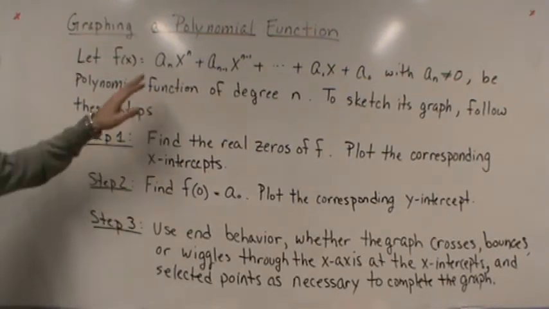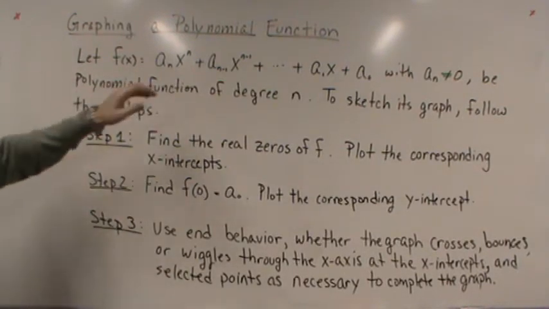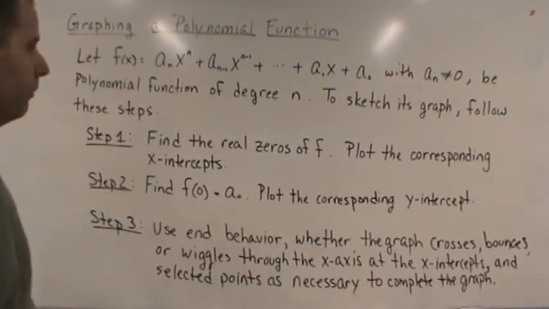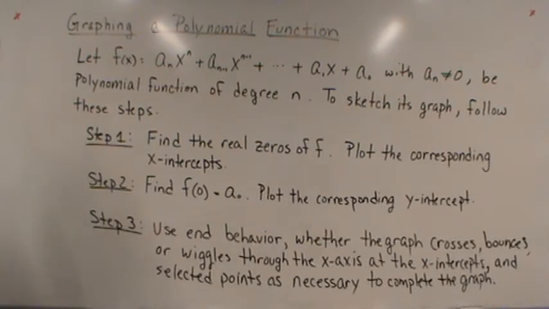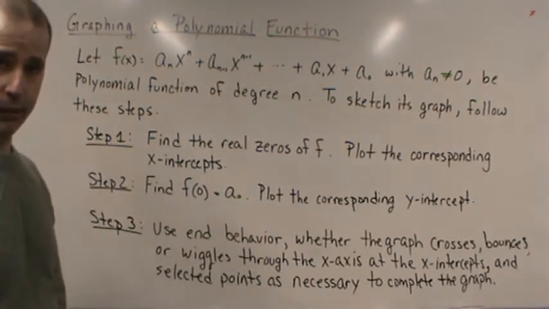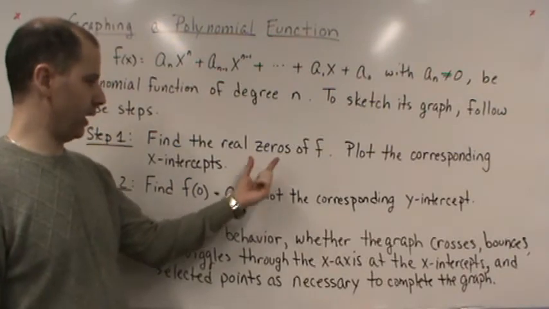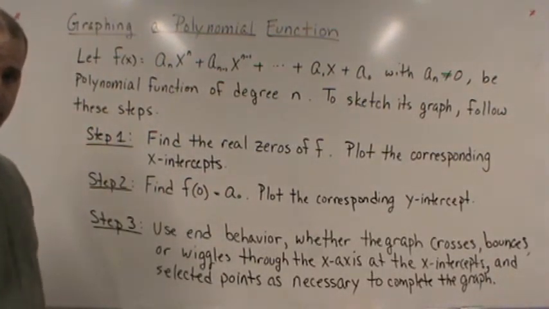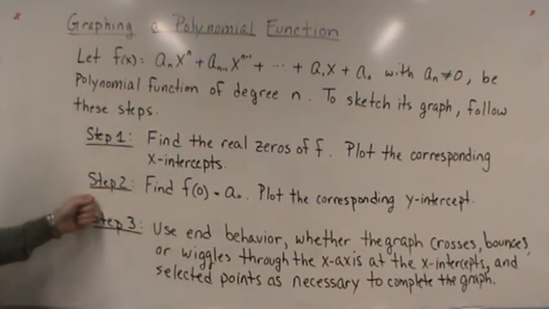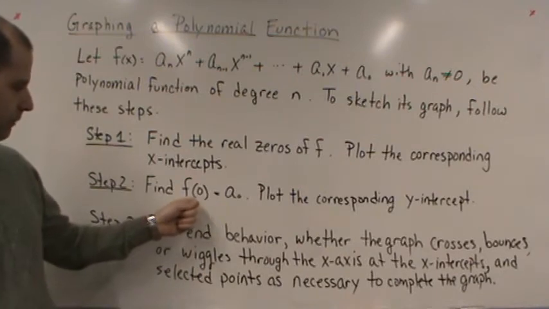If we start with the polynomial functions, there is a general polynomial function of degree n, and of course, the leading coefficient can't be equal to 0. To sketch the graph of a polynomial function of degree n, we would start with the x-intercepts. That means we need to find all the real zeros of f. We know that the real zeros correspond to the x-intercepts, and that allows us to plot those points.